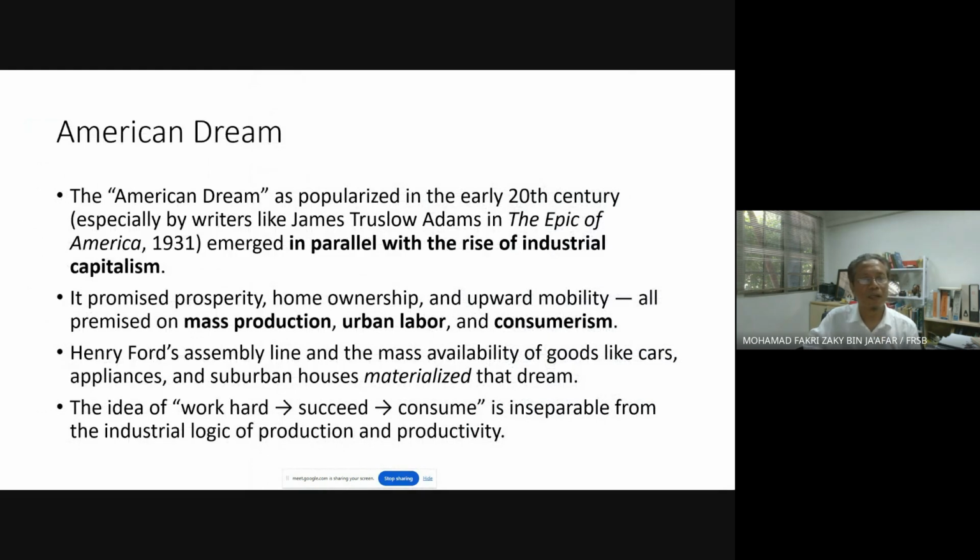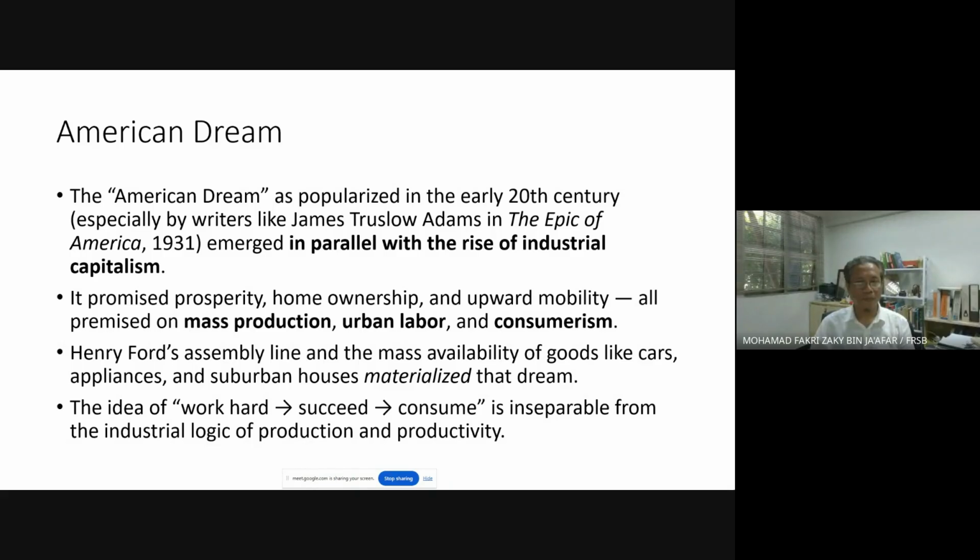Okay. And after that, there is a phenomenon proposed by the American economy. It's called the American Dream. It is parallel with the birth of industrial capitalism. It promised prosperity, home ownership, and upward mobility, all premised on mass production, urban labor, and consumerism. Okay, Henry Ford's assembly line. Henry Ford was the manufacturer of cars, so he introduced efficiency in production by having a production line.